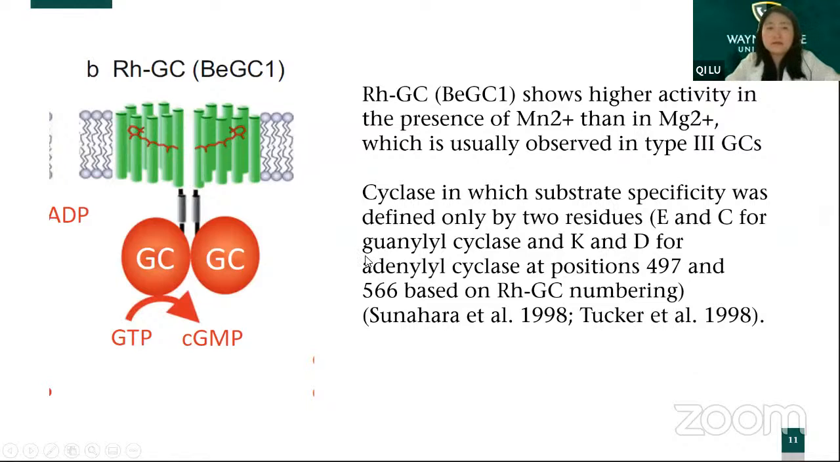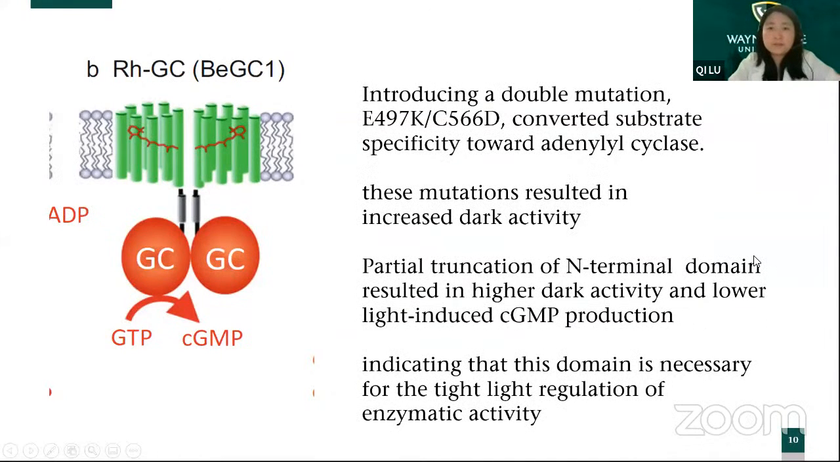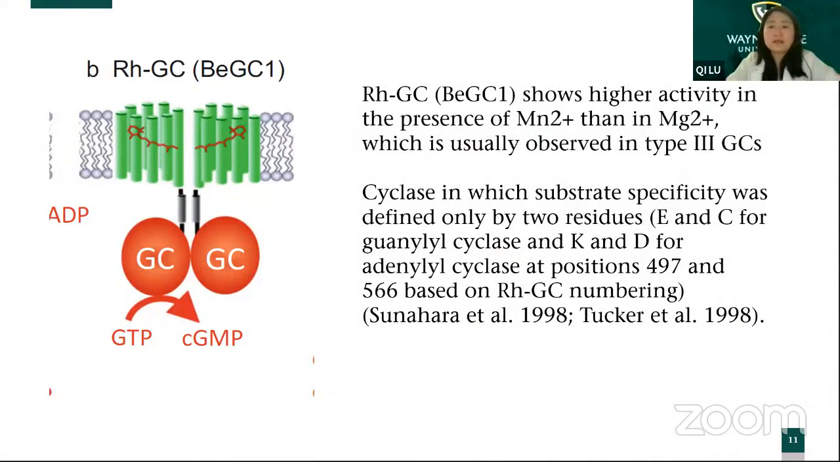And then this RhGC shows high activity in the presence of Mn and magnesium, which shows you observe type 3 guanine cyclase. Cyclase receptor specificity is defined only by two residues, like E-N-C for guanine cyclase and K-N-D for adenine cyclase at these two positions. Let me check. Yes, it's the same positions.